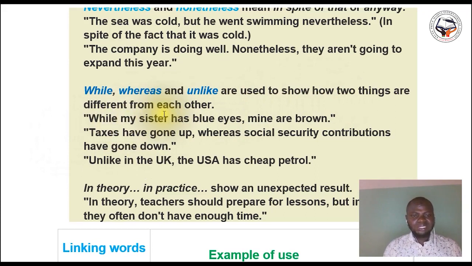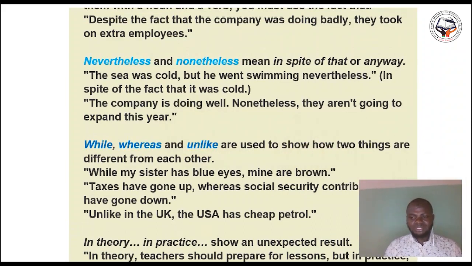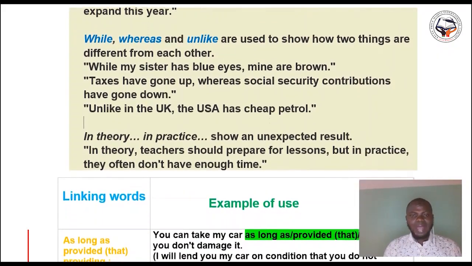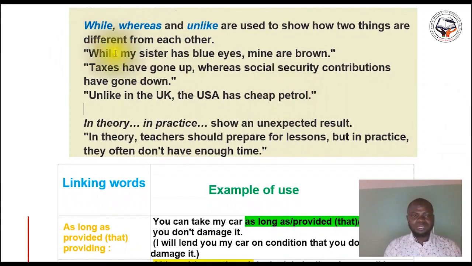Example: while my sister has blue eyes, mine are brown. That is, my sister has blue eyes and I have brown eyes. So when you look at while here, it shows the difference between the two persons. Here it is blue and here it is brown. So blue and brown are not the same, they are different.